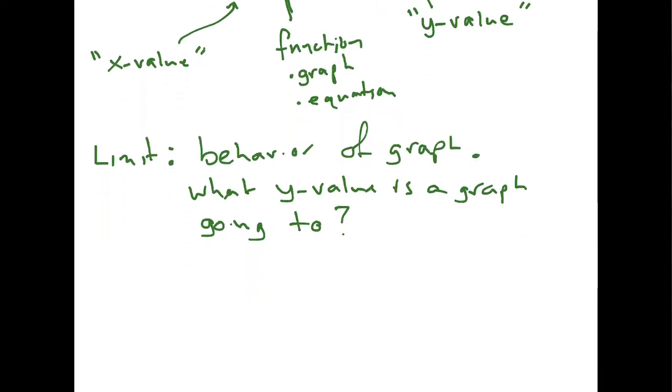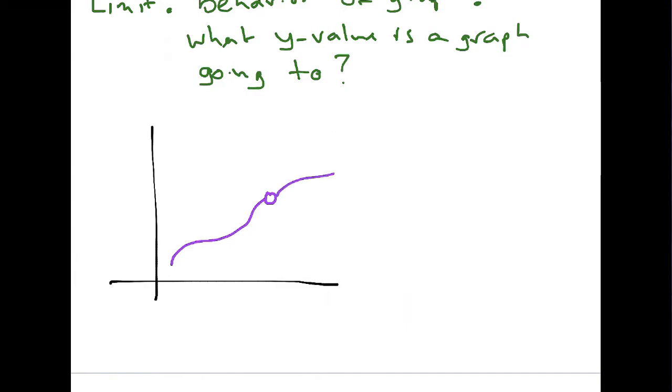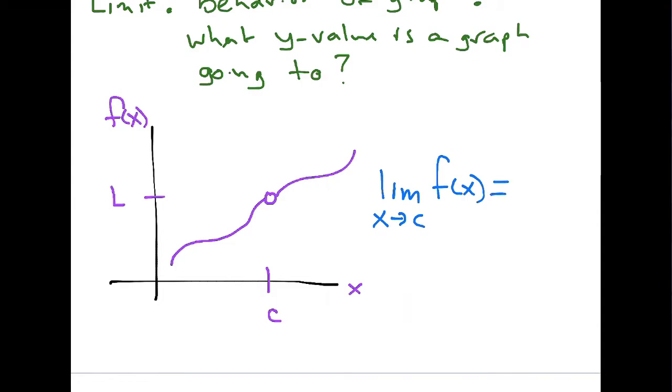It would be the kind of thing if I drew a quick graph, something like this, drew some axes, and I put a little graph in here, and let's say I even had an open circle here, and let's say this is value c, and this is some function f of x, and this is some value L, some y value. This is x. And if we were looking at, what is the limit as x goes towards c of this function f of x, in this case, it would equal L.